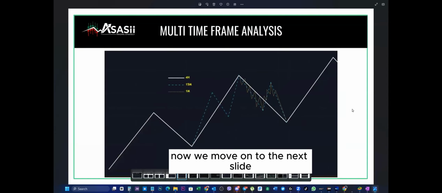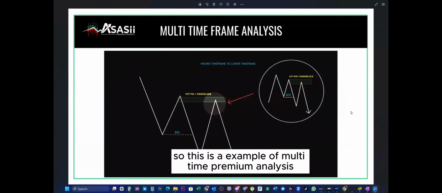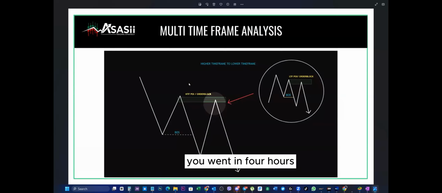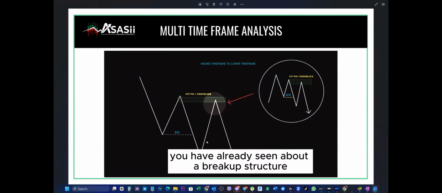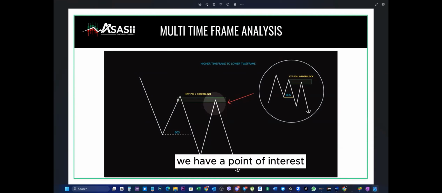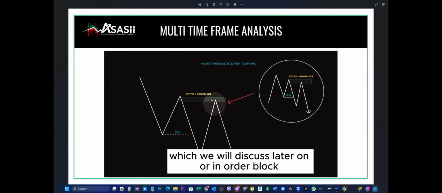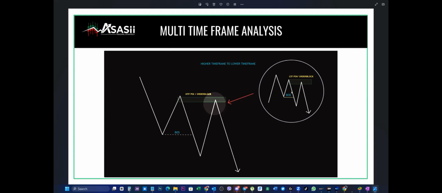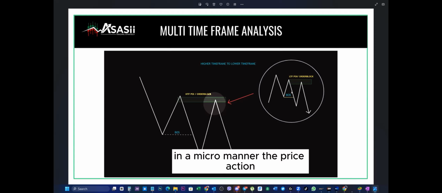Now, we move on to the next slide. This is an example of multi-time frame analysis. For example, you have a technical analysis. You went in 4 hours. You have already seen a breakup structure. We have a point of interest, which we will discuss later on, or order block. And when you go to a lower time frame, LTF, you can see in a micro manner the price action. So I hope it's clear to you now. Simple lang po yan.